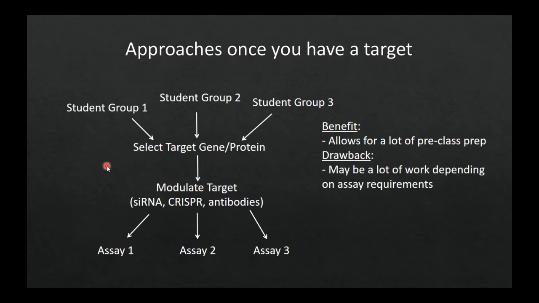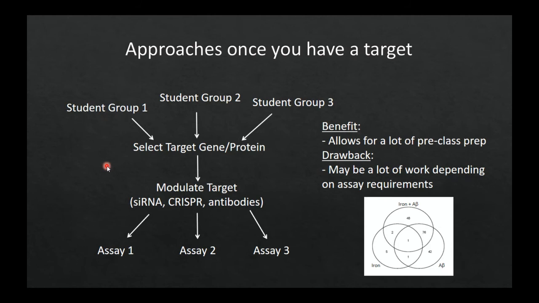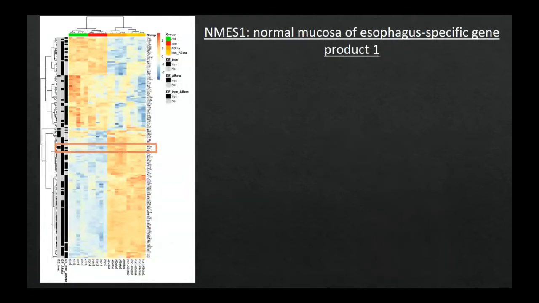But either way, at this point, once we've picked a target, they've really been exposed to a lot of these tools, things like GO-term analysis, things like differential gene expression, and some of the statistics that go along with that, which, at least for my students, they haven't covered in their biostatistics course. So we selected a target, and we selected this one protein that was differentially expressed in all 3 of our groups. And that protein was NMES1, or normal mucosa of esophageal-specific gene product 1.